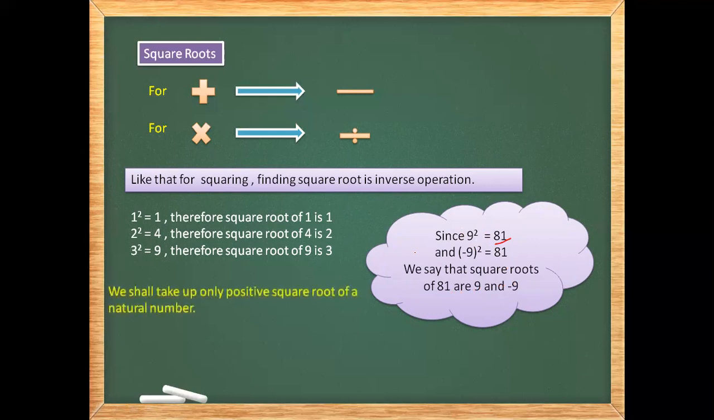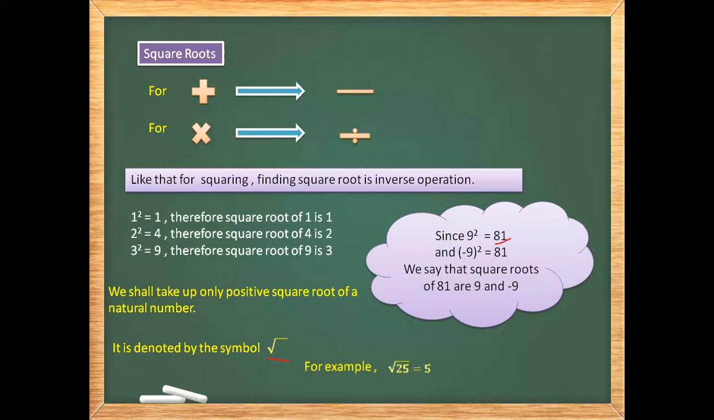But in our syllabus, we are going to consider only the positive square root of natural numbers. In your 8th standard, we are not dealing with negative integers. Are you getting, children? So we will consider only positive square roots of natural numbers. This square root is denoted by this symbol. This is the symbol for square root.